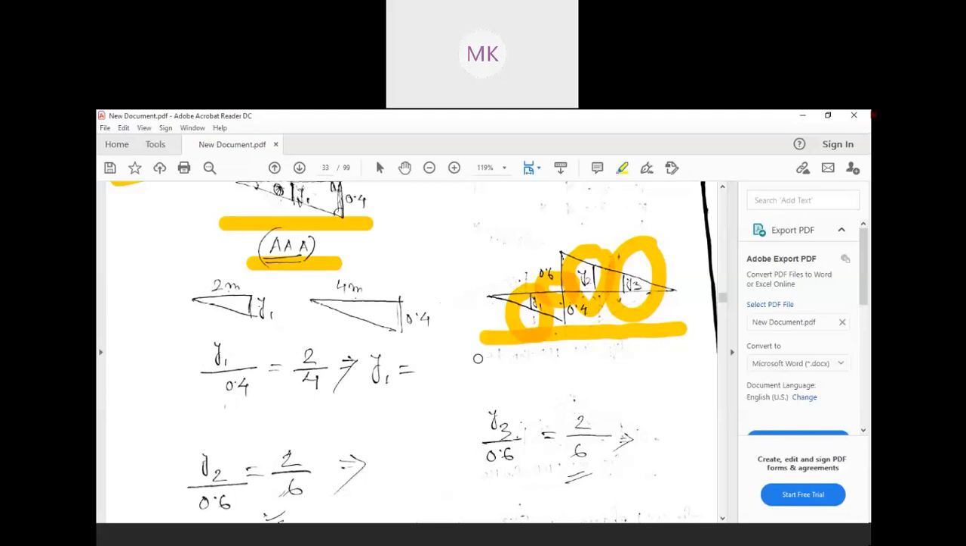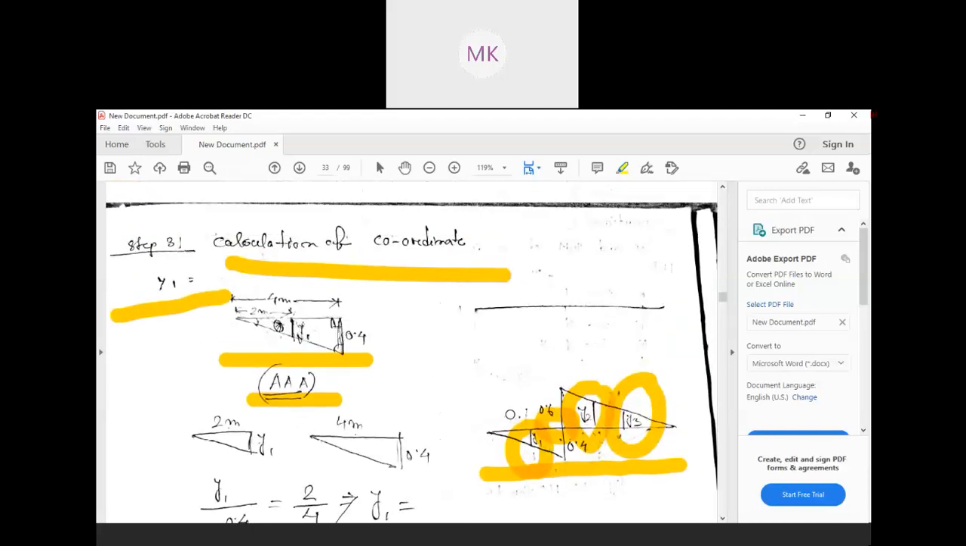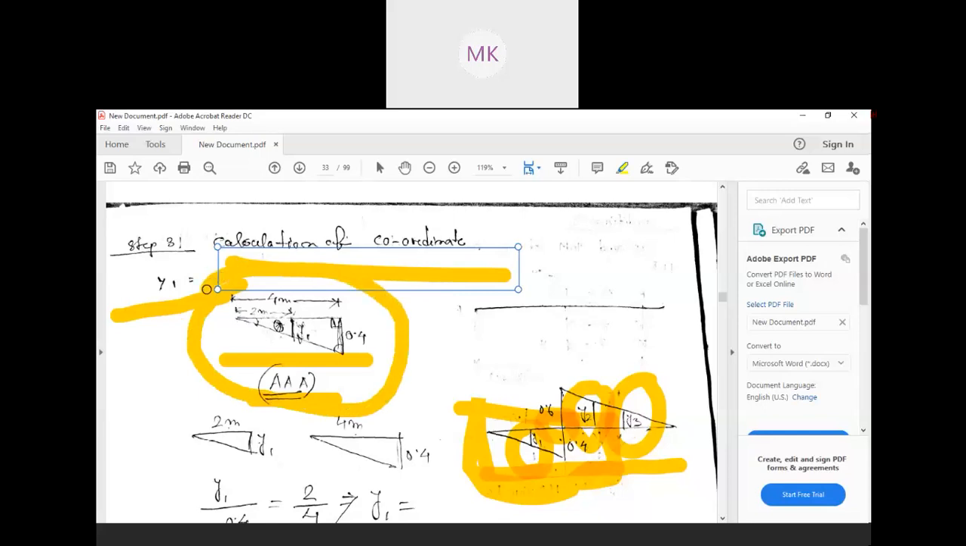If we consider this first portion for finding out y1, we have drawn this. Here, this distance we already know, 0.4. For y1, we need to find out the distance from y1 to that point A. It is also known to us: it's 2 meters, and C is at a distance of 4 meters from point A.